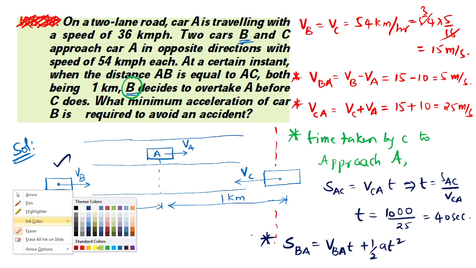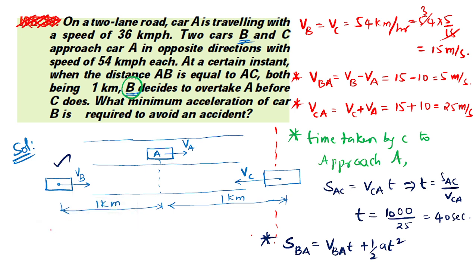What is the answer? Very good. S B to A is how much, buddy? 1000 meters. V to VBA is how much here? VBA 5. Time is how much I have? 40 plus half into A value. T value is what is it here? 40 square. So A value how much you got? 1 meter per second square.